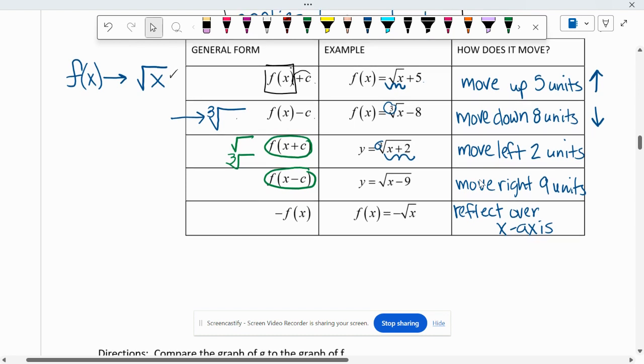And then this negative value right here outside of the function, that's your a value, and that tells you that you're going to reflect over the x-axis.